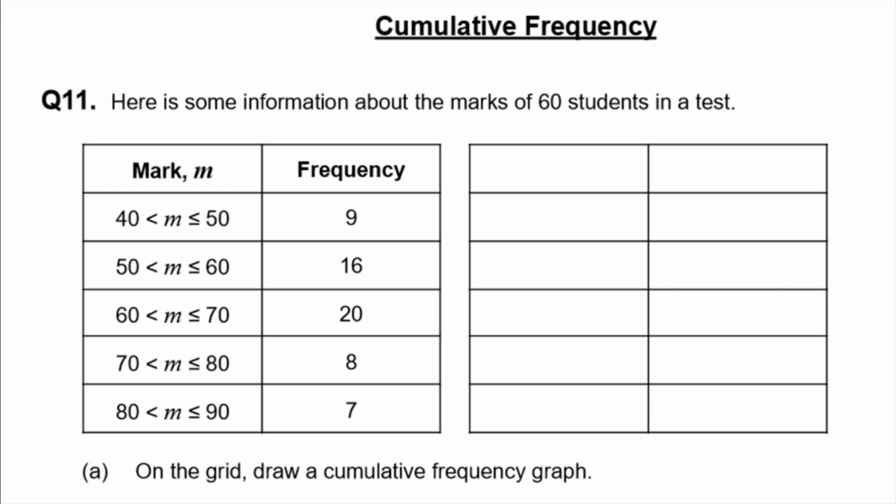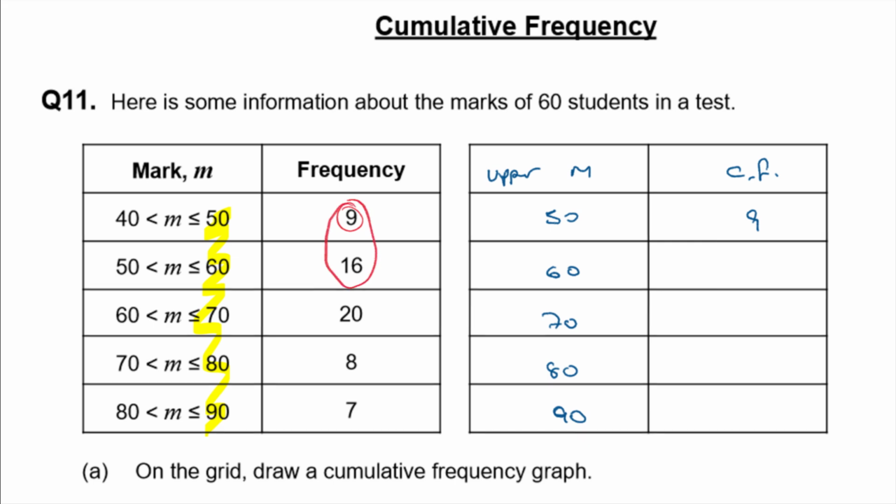Here is some information about the marks of 60 students in a test. So for cumulative frequency, we need the upper class value for each, the upper bound, and we need to have the cumulative frequency here. So the upper bound is going to be 50, 60, 70, 80, and 90. And the first cumulative frequency is just 9. Second cumulative frequency is 9 and 16.